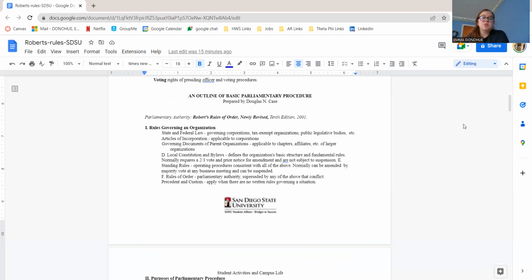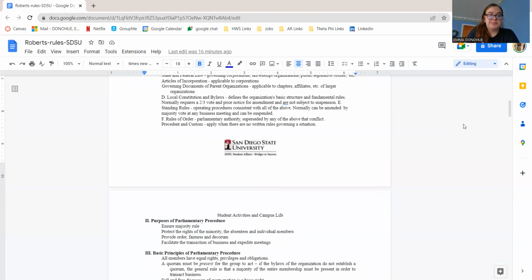Local constitution and bylaws define the organization's basic structure and fundamental rules. They normally require a 2/3 vote and prior notice for amendment and are not subject to suspension. The standing rules are operating procedures consistent with all of the above, normally can be amended by a majority vote at any business meeting, and can be suspended. Rules of order are the parliamentary authority, superseded by any of the above that conflict. Precedent and custom apply when there are no written rules governing a situation.